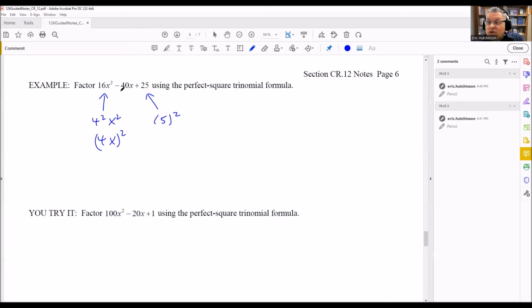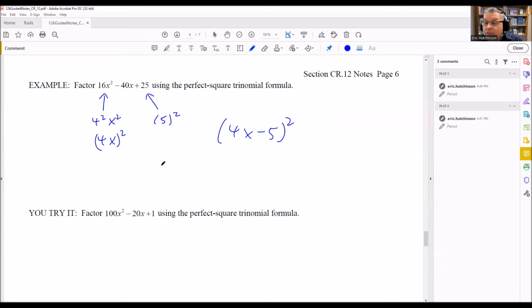Now, because the middle term is a minus, notice again, if you take 2 times 5 times 4x, 5 times 4x is 20x, but then times 2 would be 40x. So we can use the perfect square trinomial formula for a minus. We can use this case. So this is just going to be a minus b quantity squared. So 4x minus 5 quantity squared will be this. Again, you can always multiply it out to make sure you got that correct. That's how you can always check your work here on these problems.